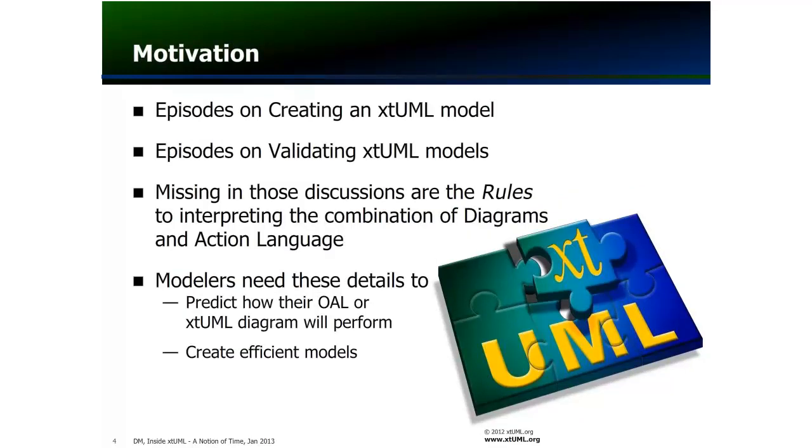Earlier in episodes 3 and 4, the steps to creating an xtUML model were described, and the runner's GPS watch example was presented to demonstrate the steps. In these episodes, the presenter described the pieces of the model, the diagrams, and the blocks of action language that combine to form the entire system.